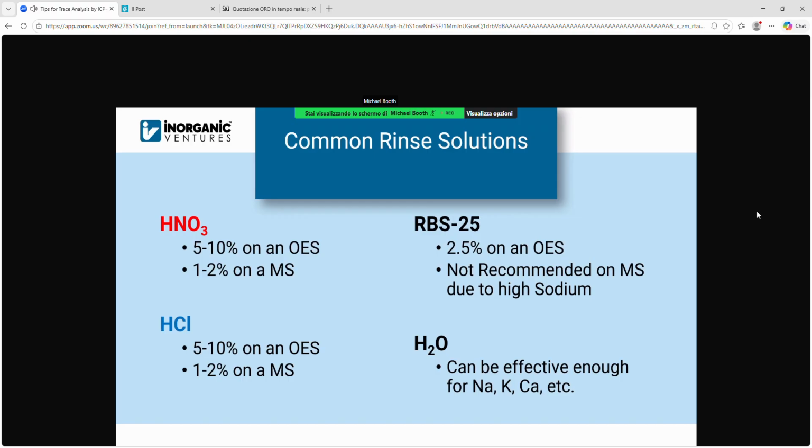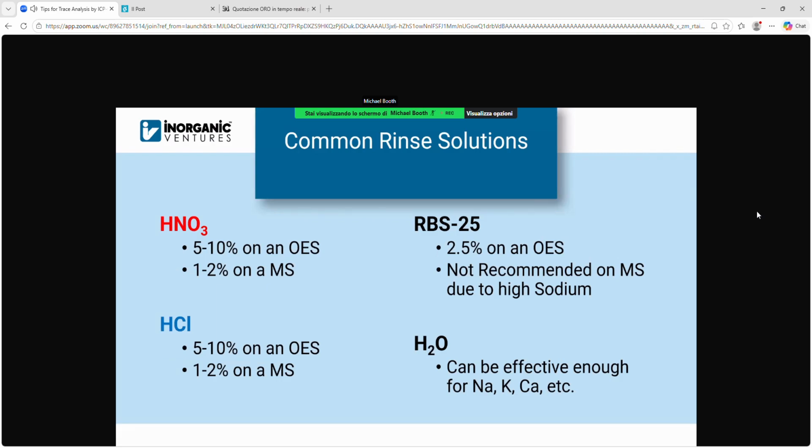We always like to end our, we call them batches, but essentially as we finish running all of our samples, we run a dedicated rinse protocol to make sure we do a really good rinse of the whole system and try to get it set up for the next batch. Water is always a part of that. And then so is RBS 25.